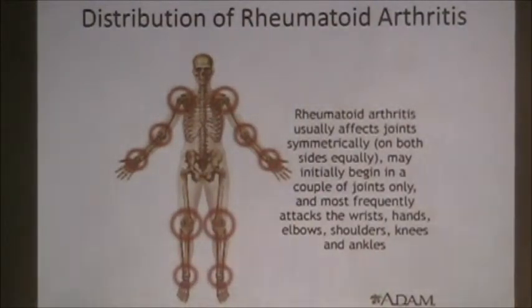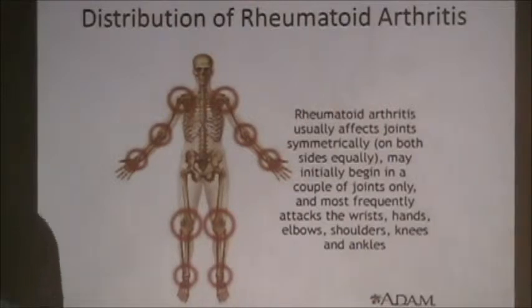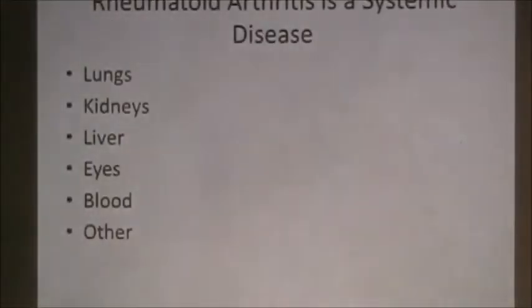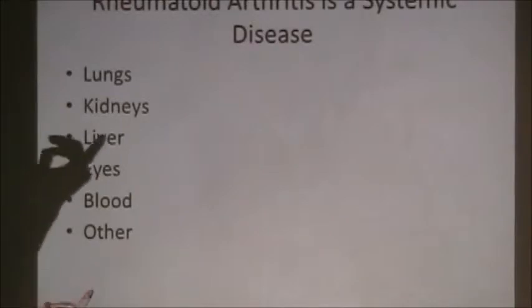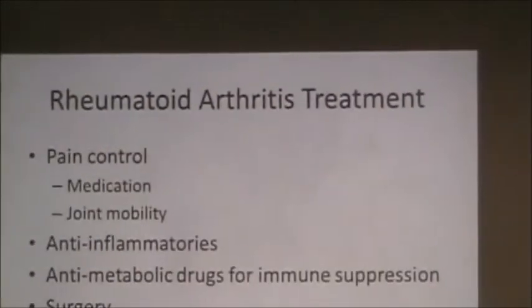Because this is a systemic disease, it affects multiple organ systems, it affects the joints symmetrically. So maybe both shoulders, both knees, both hips, both wrists, whatever. Remember, osteoarthritis is not like that. In osteoarthritis, which is wear and tear, you might have just one wrist affected or one hip affected. In these guys, it's usually both. And as I said before, because it's a systemic disease process, it affects multiple organ systems.